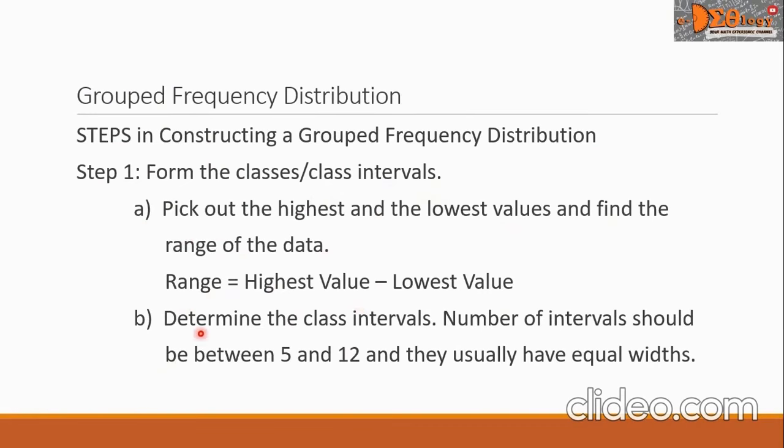Letter B, determine the class intervals. Normally, the class intervals will be given in the problem. But if you are a researcher, you will be the one to decide on the number of class intervals. It says here, the number of intervals should be between 5 and 12, and they usually have equal widths.